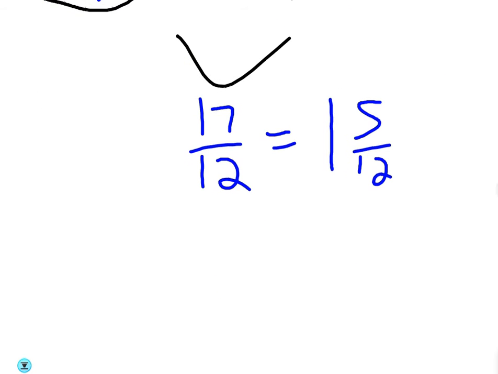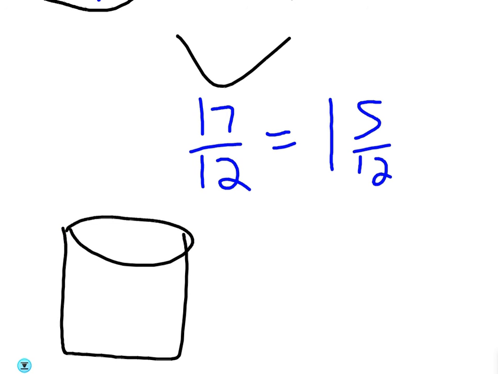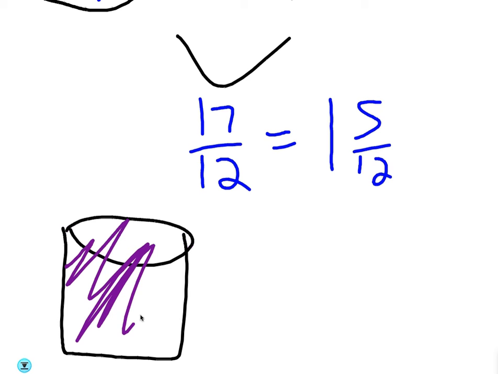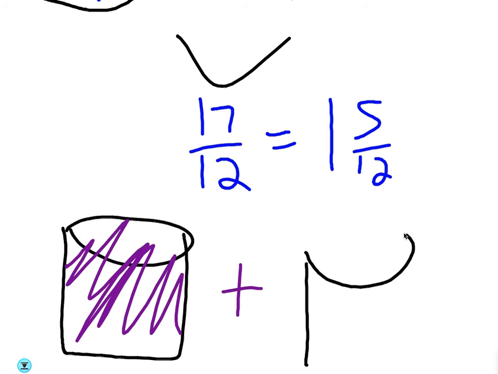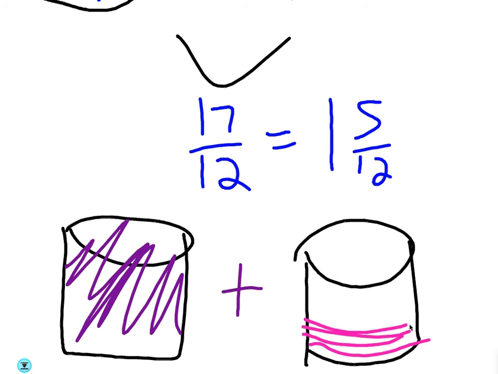Okay, what would that look like? Well, if we wanted to draw that, there's 1 full cup of whatever, it'd be purple and blue, right? Plus you have another cup, and it would be 5/12 full, so it'd be 1, 2, 3, 4, 5 of those. And it'd be like that. And yeah, it'd be both colors, purple and blue.